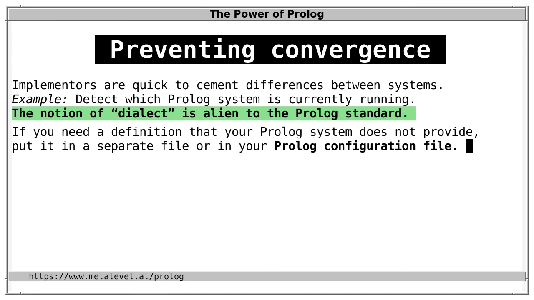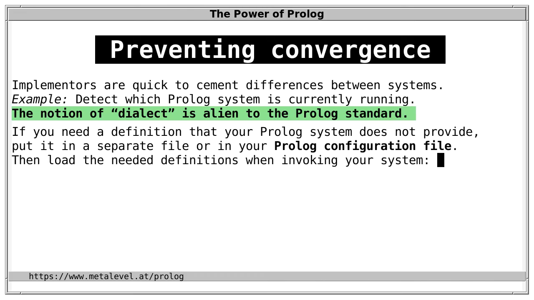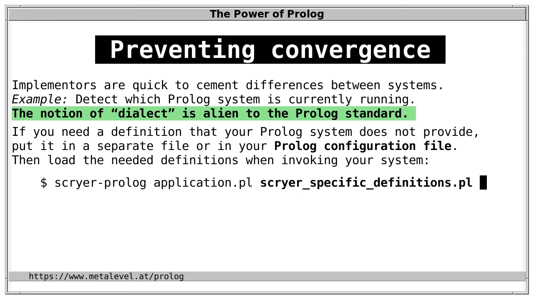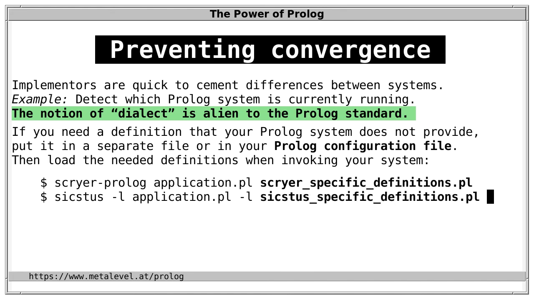Therefore, instead of checking for which Prolog system is running, it's better to check for features or to create separate files with system-specific definitions or to make the necessary adjustments in our system's initialization file. And then we can simply load the definitions we need. For instance, when using Scryer Prolog, we load the application code and maybe some Scryer-specific definitions. And for SICStus, we also load the application code and maybe some SICStus-specific definitions, and likewise for other systems.